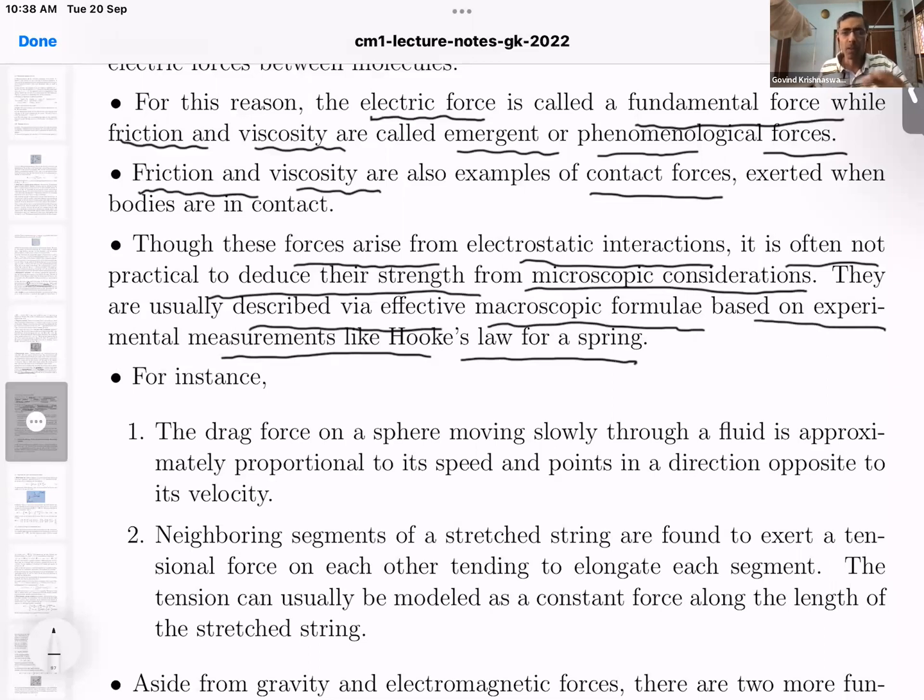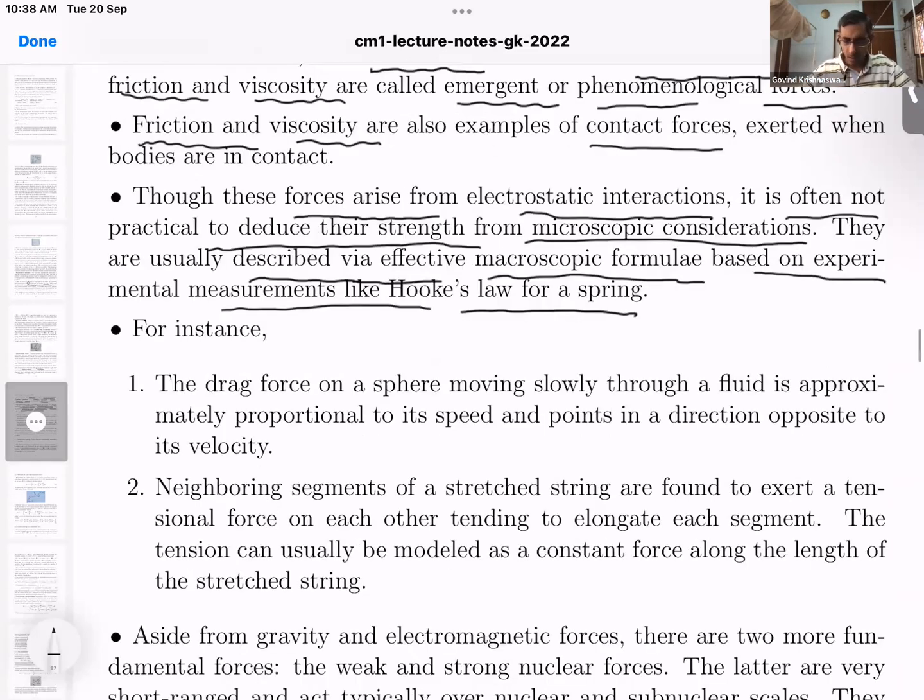That to some approximation, the force that a spring exerts is proportional to its extension. Now, that is not exactly true. It's only true for small extensions, but it still is a useful rule of thumb within its domain of validity.